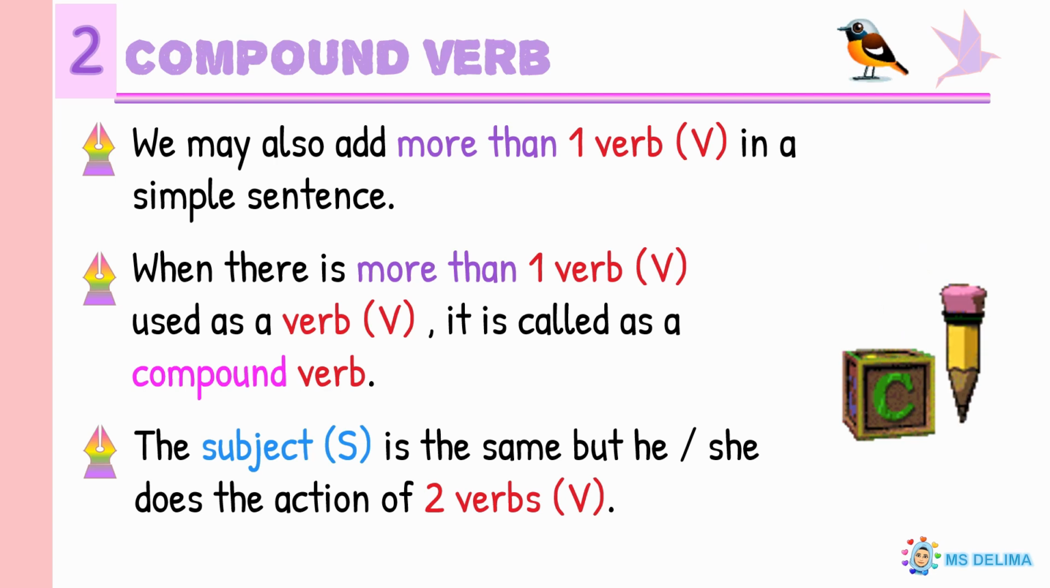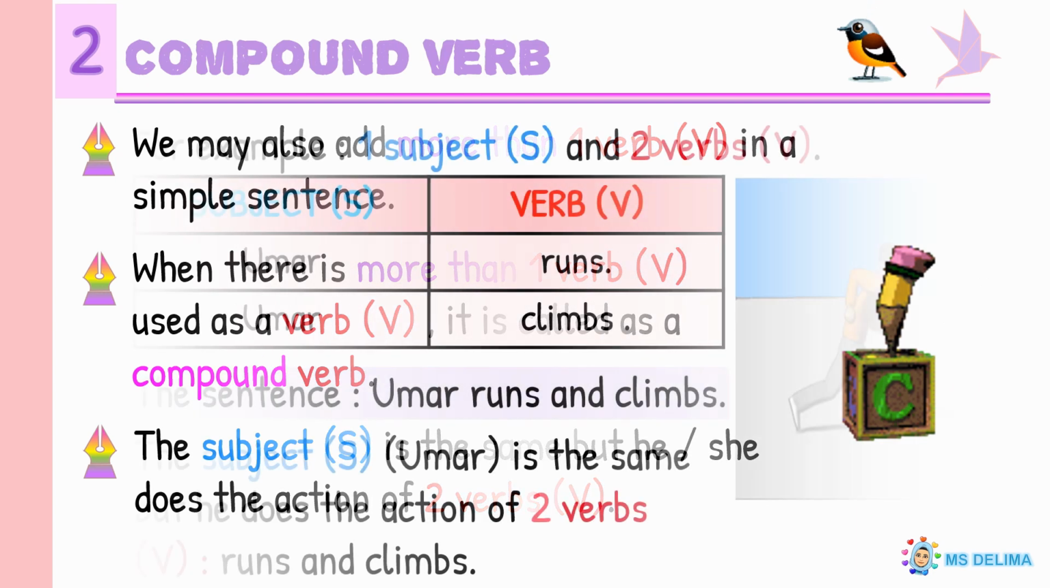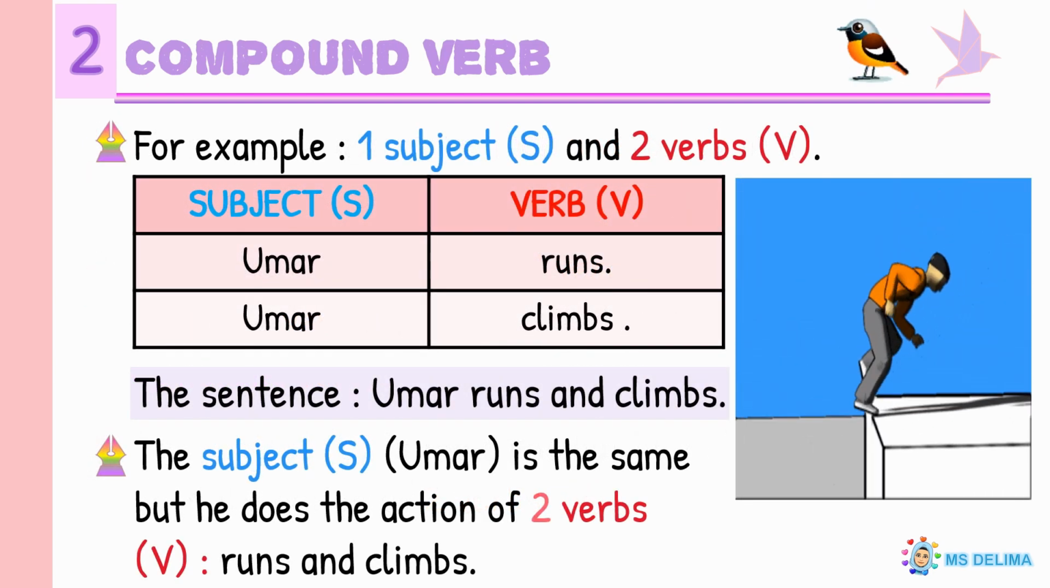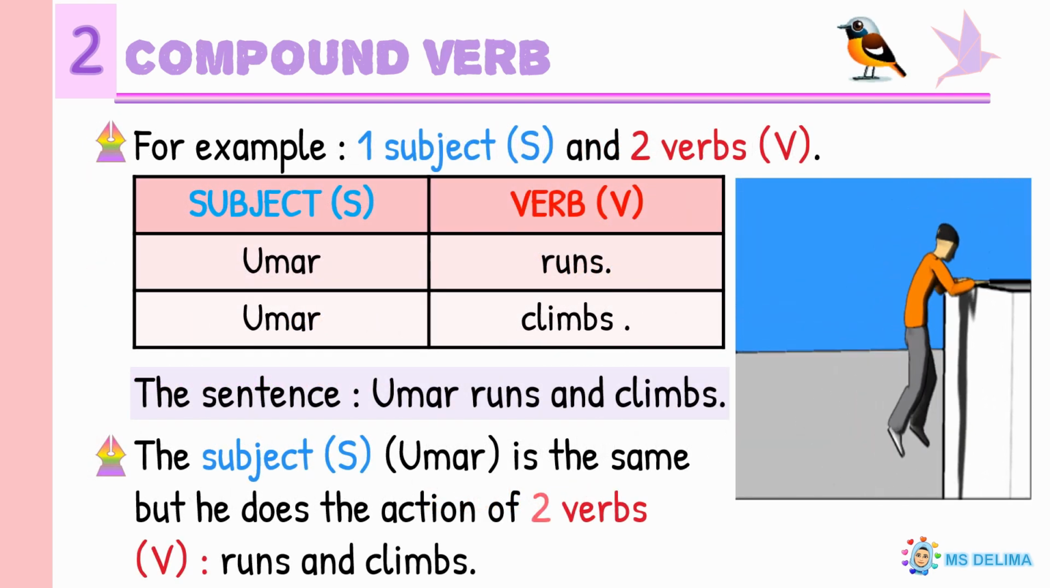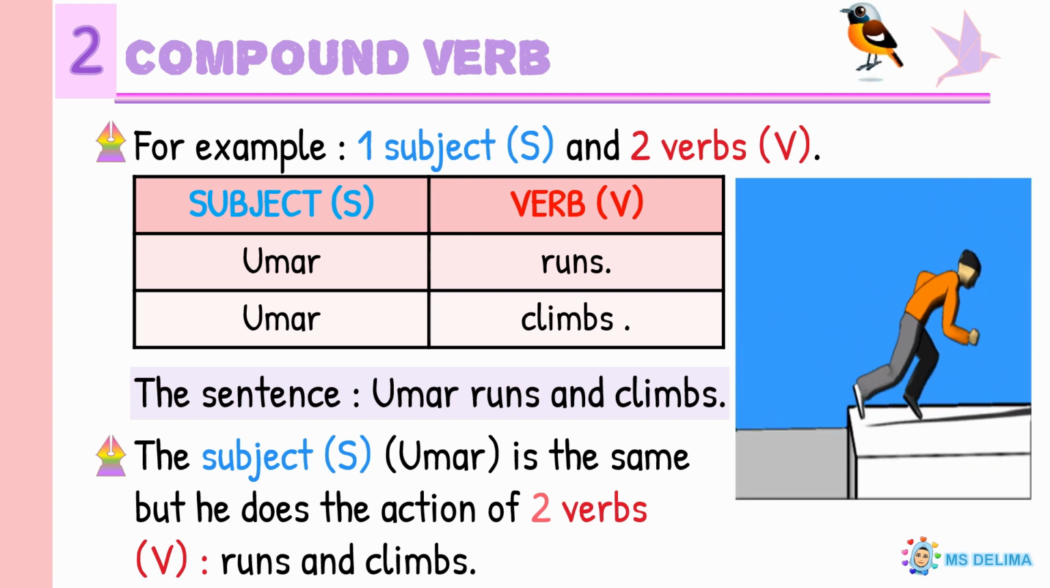Compound verb. We may also add more than one verb in a simple sentence. When there is more than one verb used as a verb, it is called a compound verb. The subject is the same, but he or she does the action of two verbs. Let us look at the first example. The subject here is Umar, and he is doing two verbs here, which are runs and climbs.